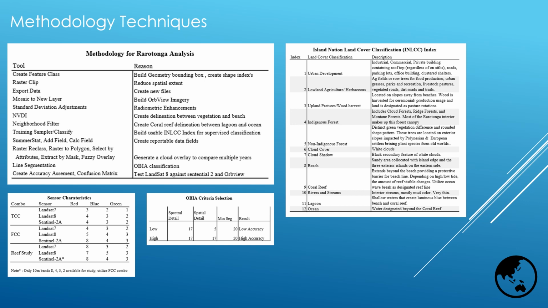Down in the bottom left I have sensor characteristics, and so for the reef study, if we were not to look at any spectral or spatial enhancements, those are the best resolutions I found to see different changes. In the OBIA that I did, the higher classification technique was used. It wasn't profitable as far as a good quality change detection.